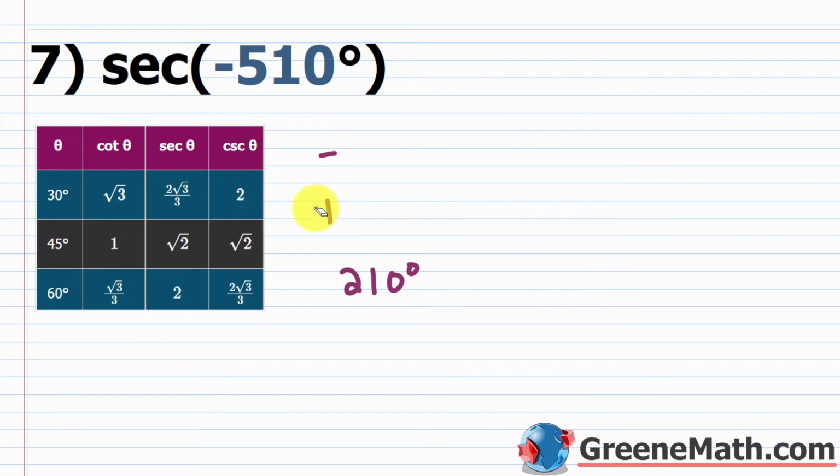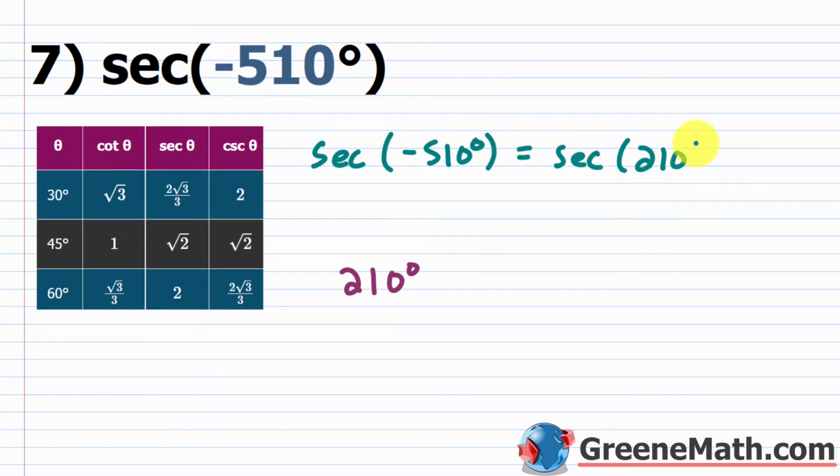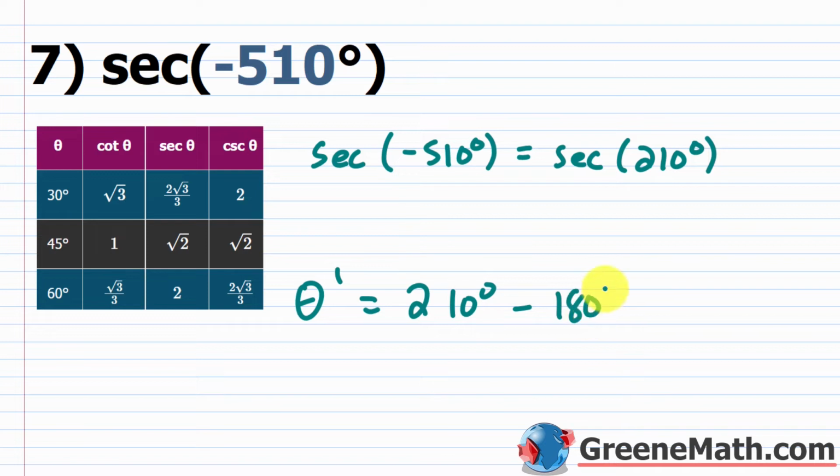Let me get rid of this, and we'll say that the secant of negative 510 degrees is equal to the secant of 210 degrees. Again, I'm just going to think about the reference angle here. This is going to be in quadrant 3. So in quadrant 3, theta prime is going to be 210 degrees, the angle measure, minus the 180 degrees. Remember, you're subtracting away that straight angle. So this is going to give me 30 degrees.